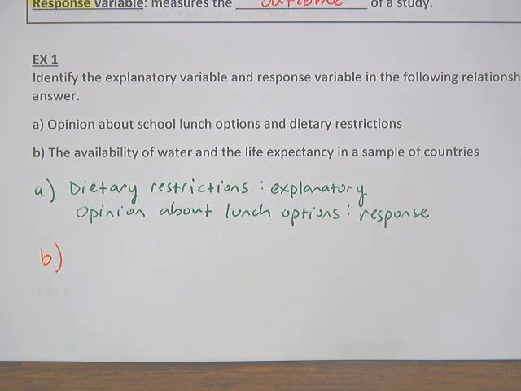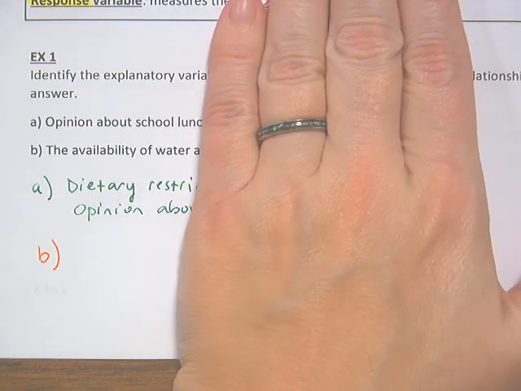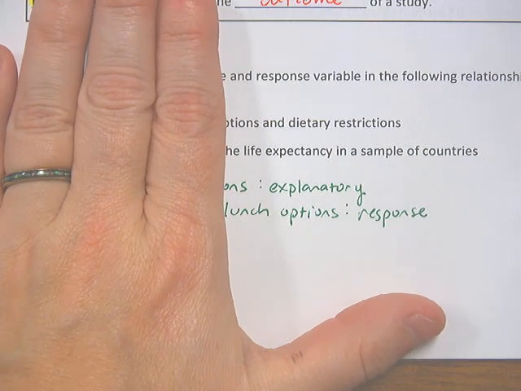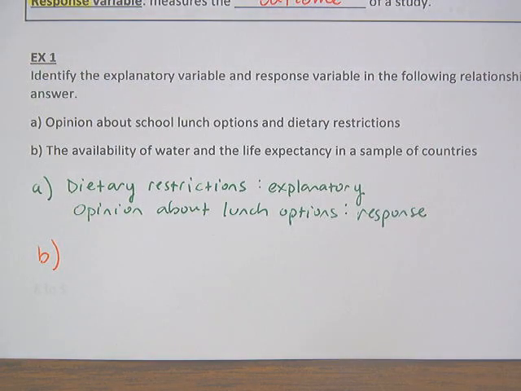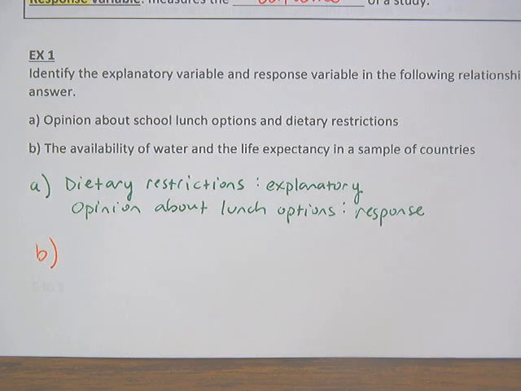chart. Part B says the availability of water, okay, and the word "and" kind of splits these apart. So as you read it, the availability of water is one variable, and the life expectancy is the other variable. In a sample of countries, which one do you think would help predict the other one or explain the other one? Would availability of water explain life expectancy, like how long somebody lives, or would how long somebody lives explain the availability of water? Which way does it go?